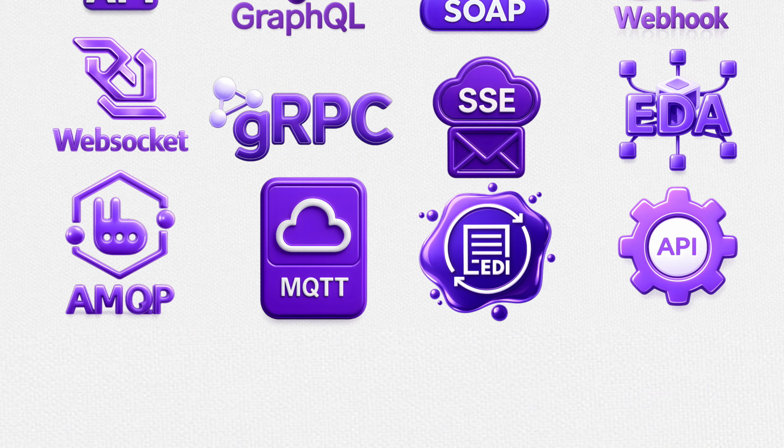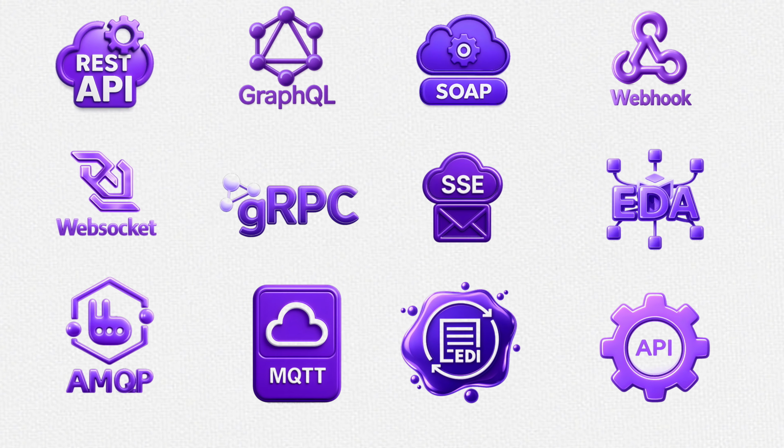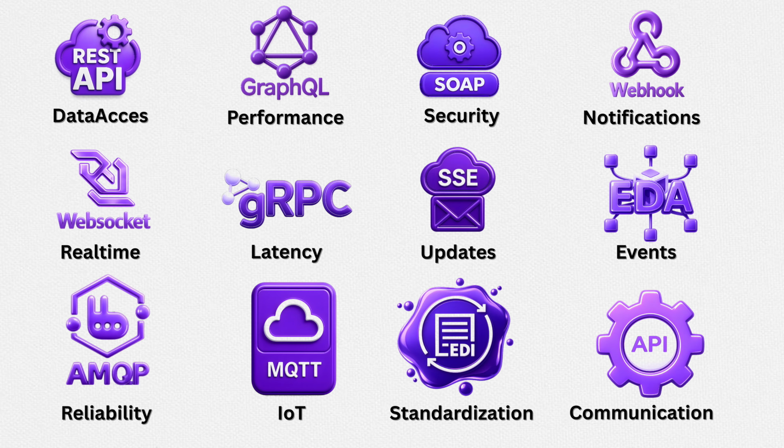When you look at all of these together, you realize APIs are not one single thing. They are different communication patterns designed to solve different problems. The key is not choosing the most popular API, but choosing the right one for the job.